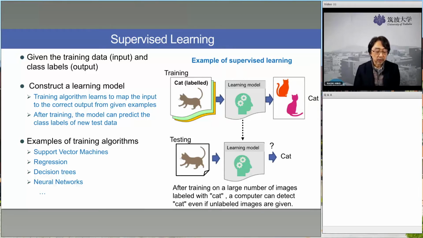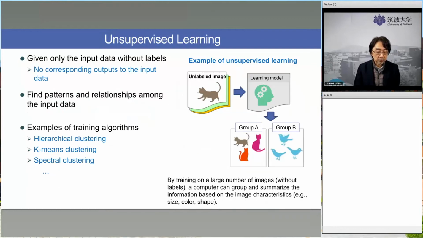And there are two kinds of machine learning: supervised learning and unsupervised learning, which I will explain in next slide. In supervised learning, we are given the training data and class labels. For example, images of cats and some other animals, they have labels. A training algorithm learns to map the input to the correct output from given examples. After training, the model can predict the class labels of new test data. Some examples of supervised training algorithms include support vector machines, decision trees, neural networks, and so on.